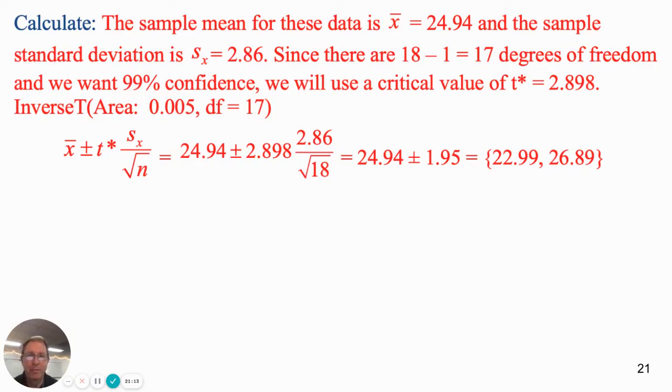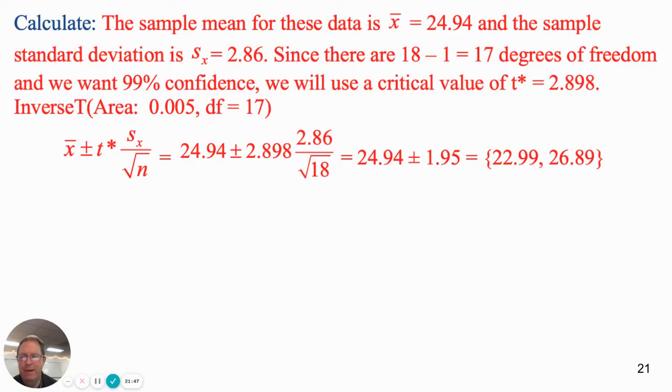I report that our sample mean is 24.94 and our sample standard deviation is 2.86. Now, because we are using a t-distribution, we must report the degrees of freedom. Always report the degrees of freedom with t-distribution. So degrees of freedom are n minus 1, 18 minus 1 is 17. And we also have to calculate t star. Well, actually, we don't have to calculate it, but I'm going to do it to show you how it works. I went to inverse t.